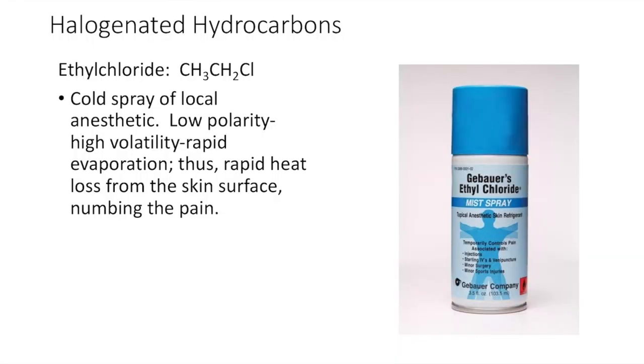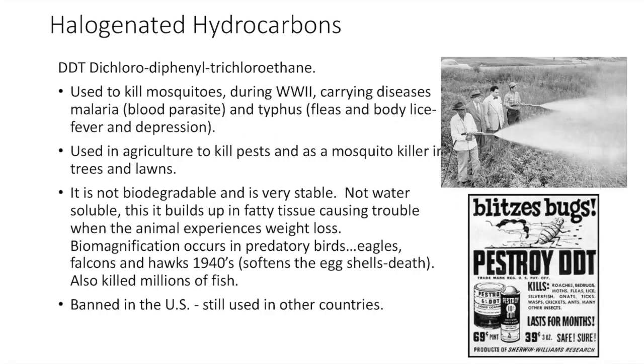A halogenated hydrocarbon that has a kind of a bad history would be ethyl chloride. They used to spray it on as an anesthetic. It worked like Icy Hot, just like the video just said. It had high volatility and rapid evaporation, and then you lost heat from the surface of your skin. So this is how Icy Hot works.